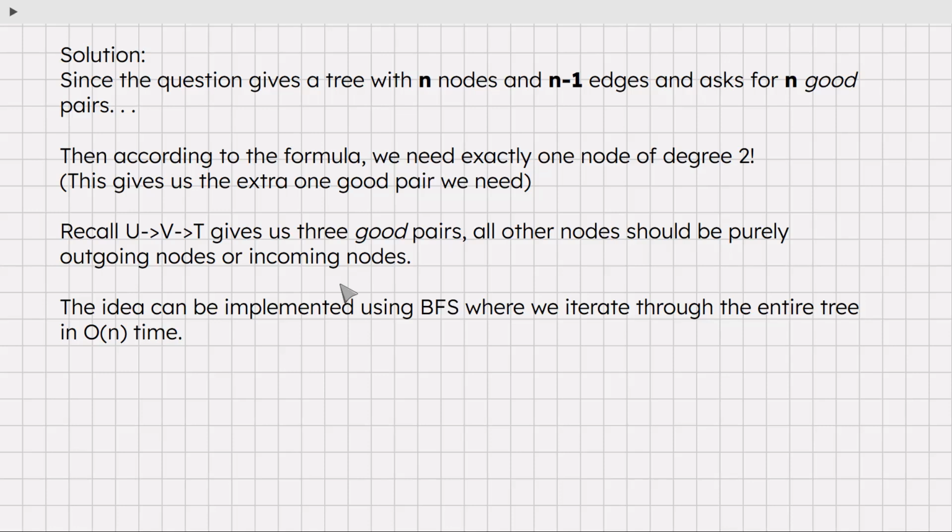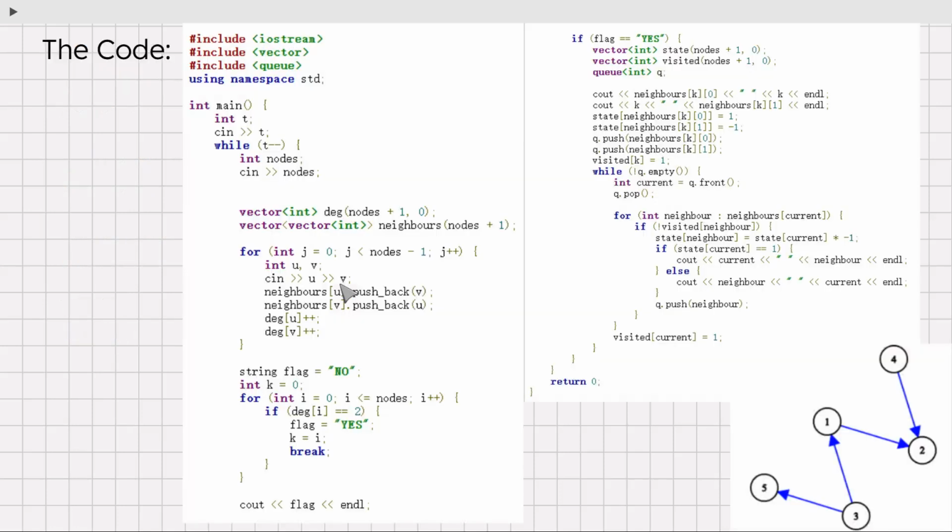So besides the special degree 2 node that we need for the one extra pair, the other nodes should be purely outgoing nodes or incoming nodes. That way we can ensure that there are no extra pairs generated in the process of assigning directions to all these edges. So we have a starting node, we have rules to guide us, then the formulation of the direction of the tree can be implemented using breadth first search, and it is roughly implemented in O(n) time. So we can take a look at the code.